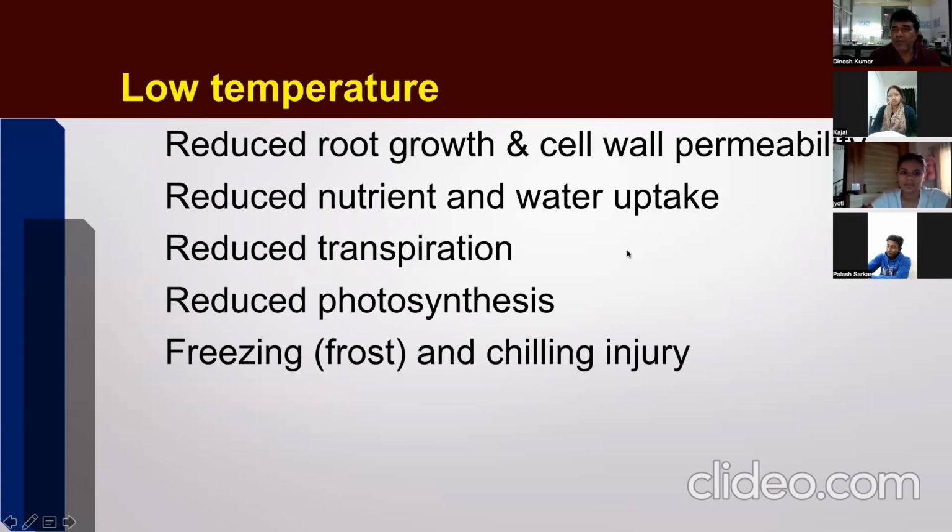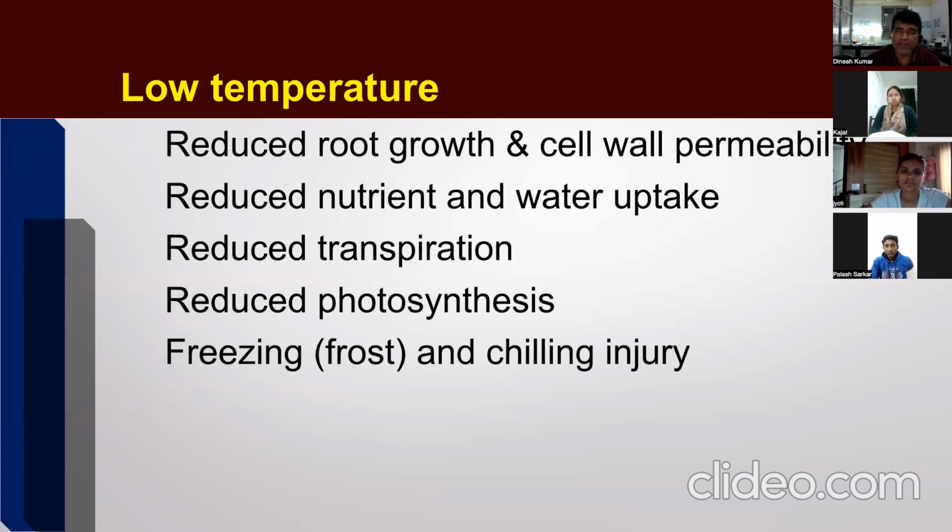There can be two extremes of temperature. One can be too high, very high temperature, or very low temperature. So what happens when some plant faces a low temperature? Reduced growth and cell wall permeability. Cell wall permeability also reduces, mainly because of changes in the volume of water.